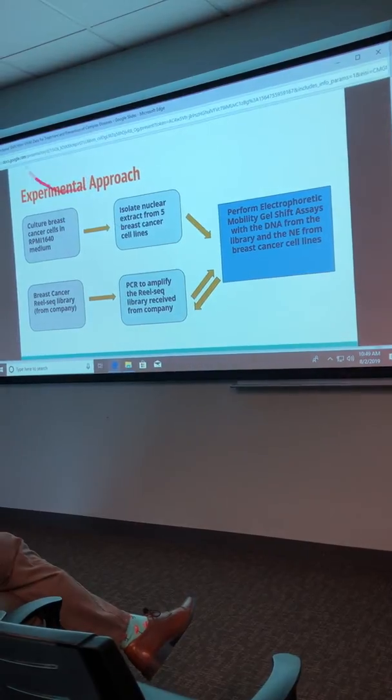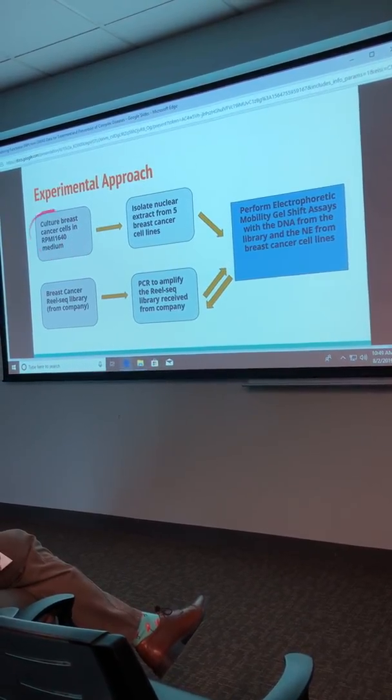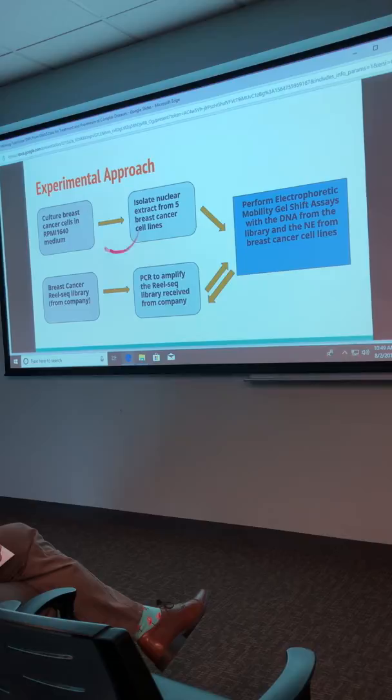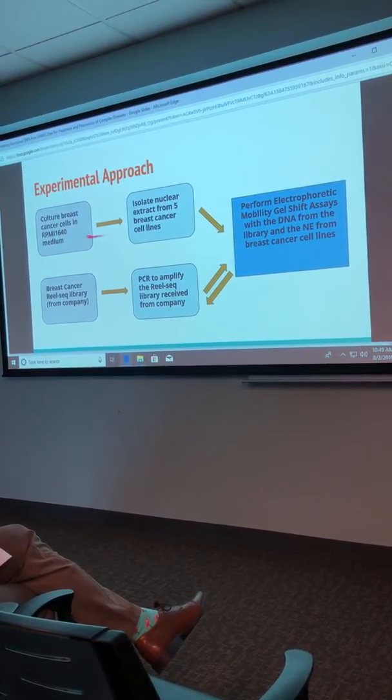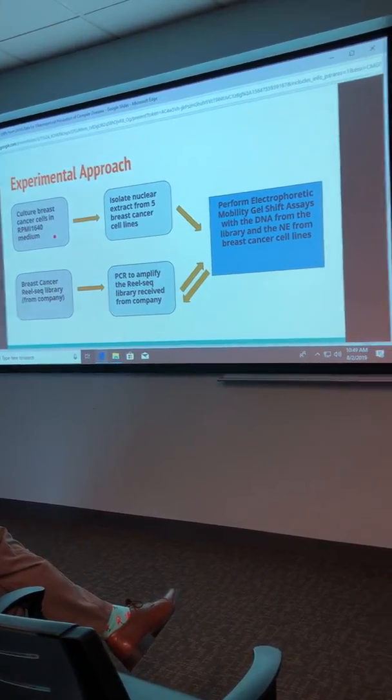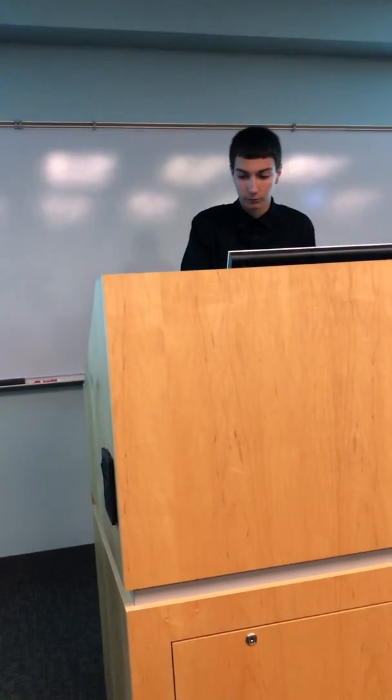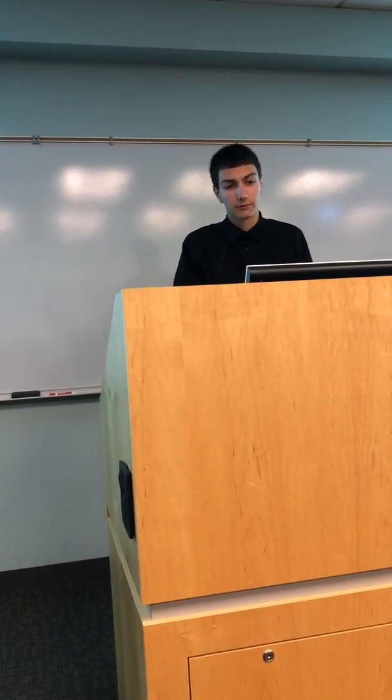Here's our experimental approach. We first cultured our breast cancer cells in RPMI 1640 medium. Daily we had to split those cells to help them grow more, and then transfer them to multiple petri dishes. Once we had enough cells, about 10 or so plates of each cell line, we isolated the nuclear extract from the 5 breast cancer cell lines.